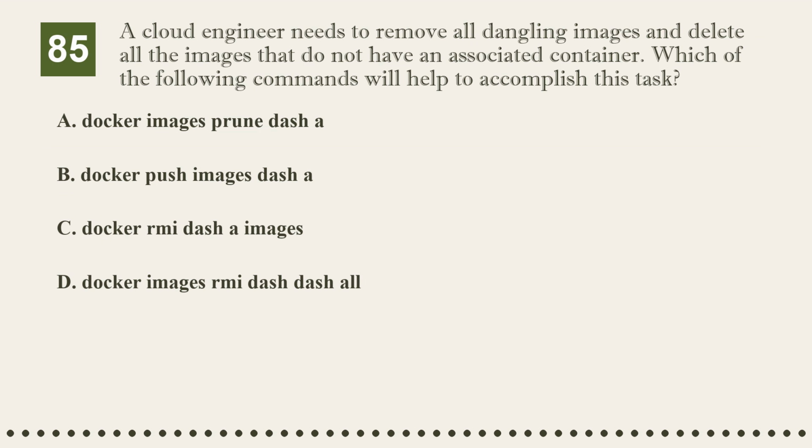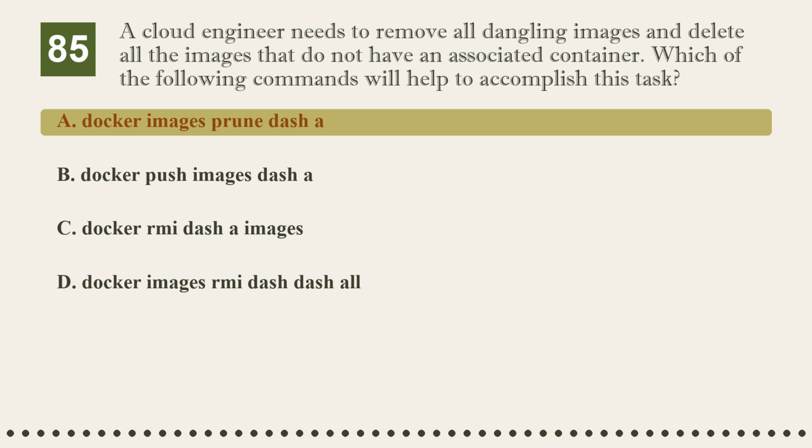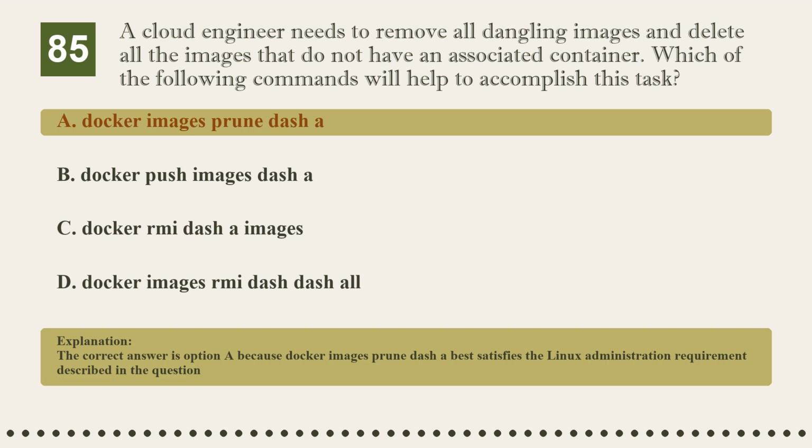Question 85. A cloud engineer needs to remove all dangling images and delete all the images that do not have an associated container. Which of the following commands will help to accomplish this task? Option A, docker image prune -a. Option B, docker push images -a. Option C, docker rmi -a images. Option D, docker images rmi --all. The correct answer is option A, docker image prune -a. The correct answer is option A because docker image prune -a best satisfies the Linux administration requirement described in the question.